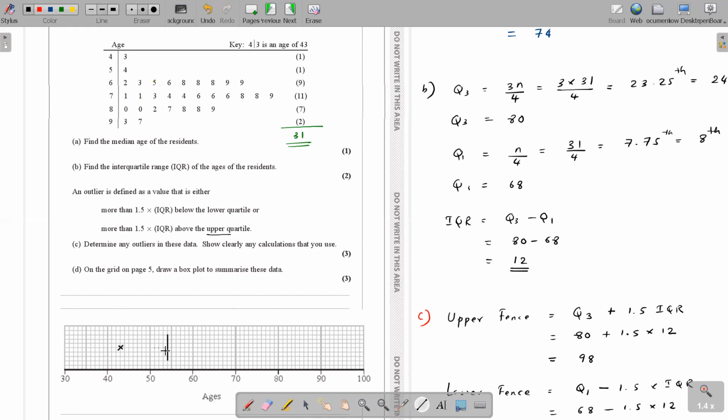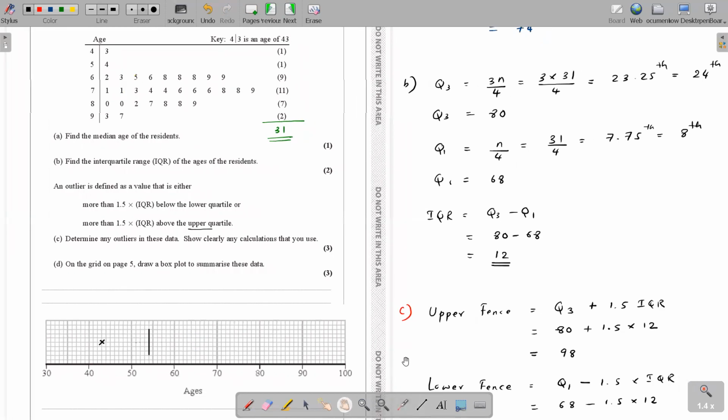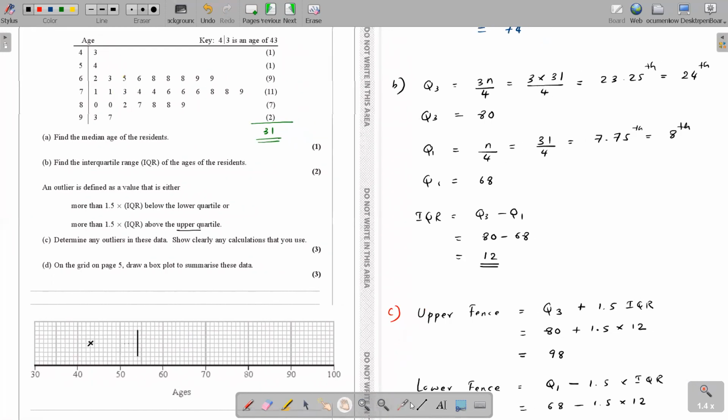54. And then after that, this is where the whisker starts, and then you have to draw the line. The next line you draw is at Q1, right? So Q1 is how much? 68. Q1 is 68. So draw another line at 68. 68 is over here, right?